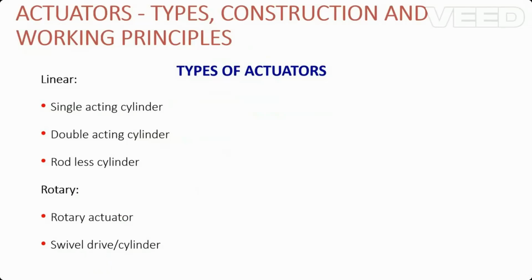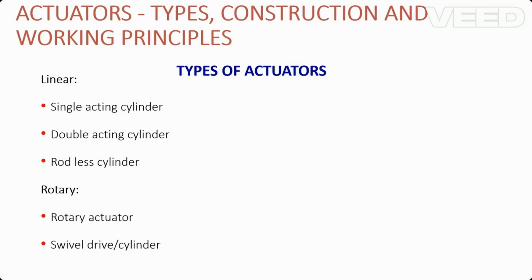Automation is the future. In this video, we'll be discussing types of actuators. We'll mostly focus on linear types of actuators. So, basically, what is an actuator? An actuator is a device which makes the flow of work happen.